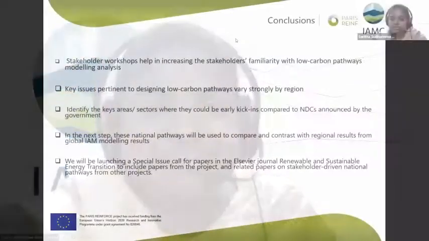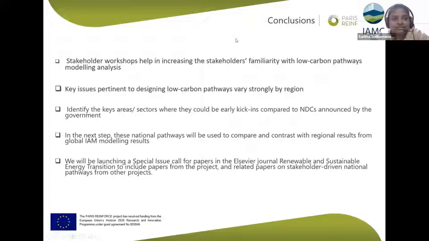Okay. Look forward to your work. It's very, very interesting. Thank you so much, Katrina. I will ask the next presenter to please go ahead and present the slide. So Alexandros would be presenting on co-creating a model inter-comparison exercise with stakeholders in the EU. The floor is yours, Alexandros.